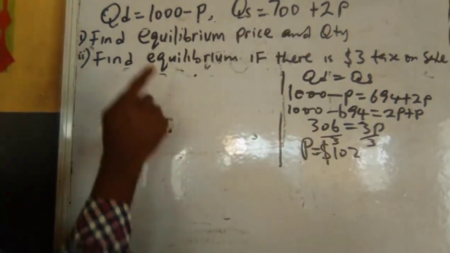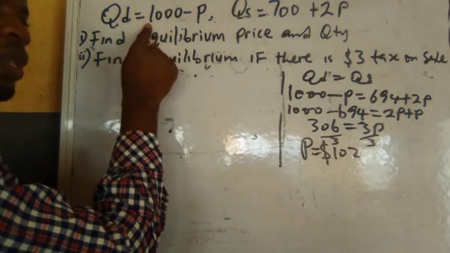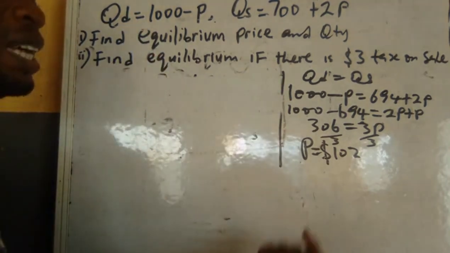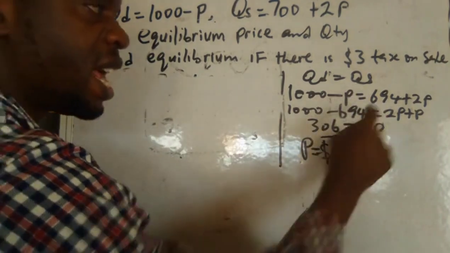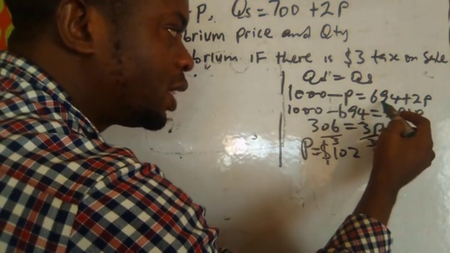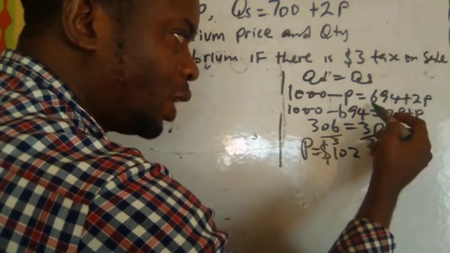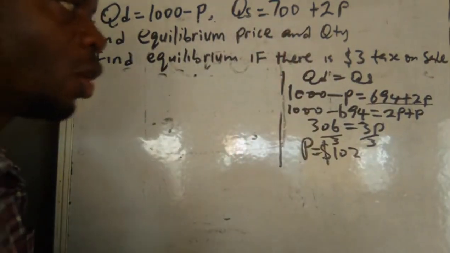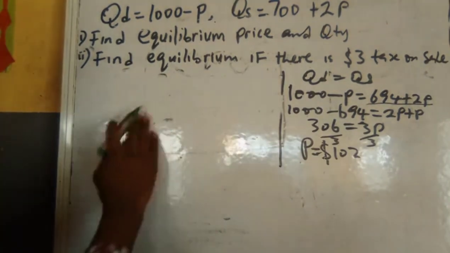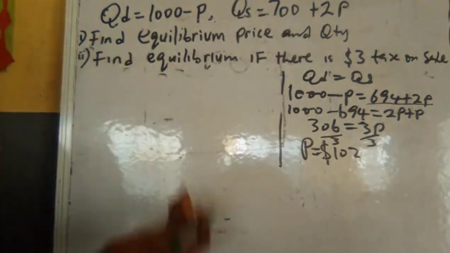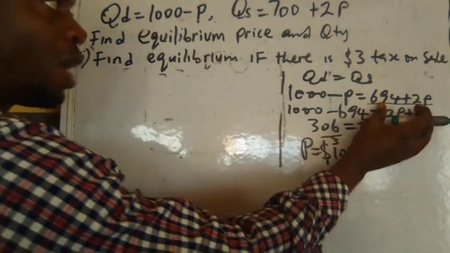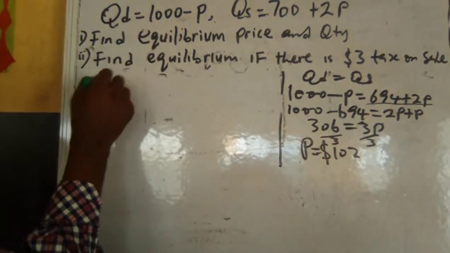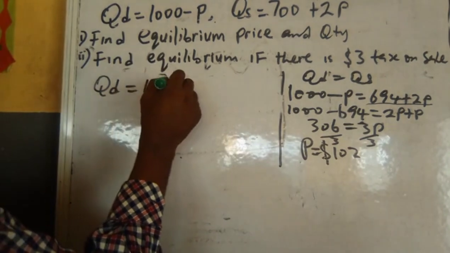We can use the quantity demanded function, or the new quantity supply function we derived, which is here, 694 plus 2P. Do you understand? So you can't use this former one. Do you understand what I'm saying? Okay, so which should we use now? Should we use quantity supply or quantity demand? We can't use the old one. Understand? So let's use demand: quantity demanded equals 1000 minus P.